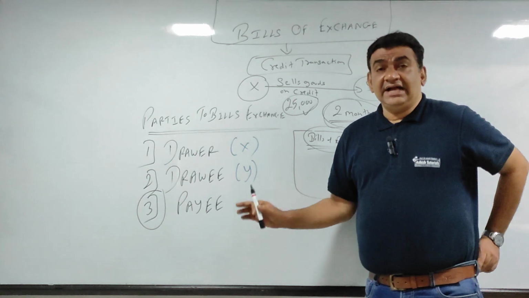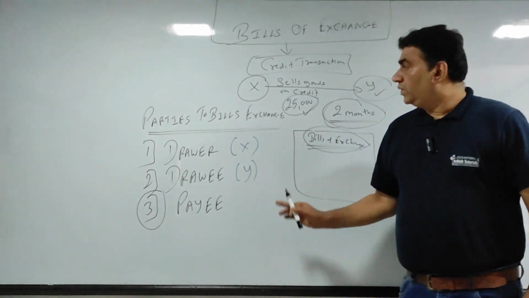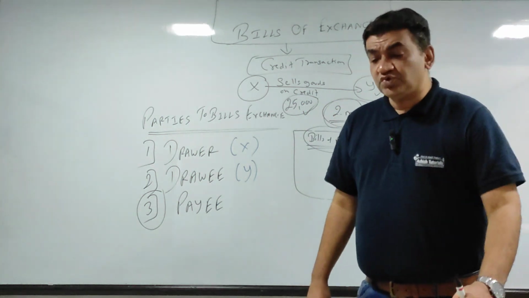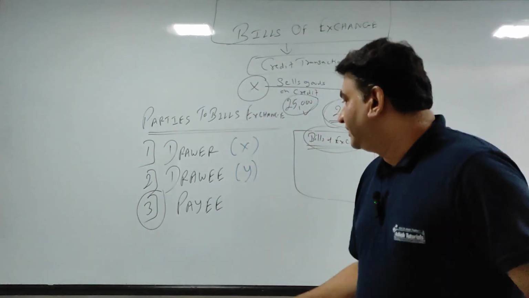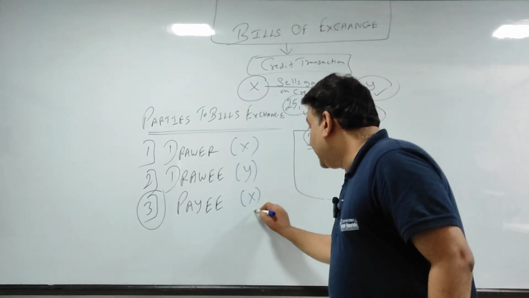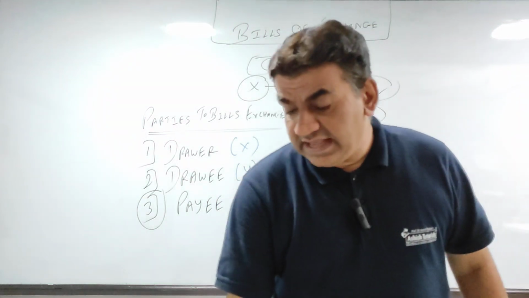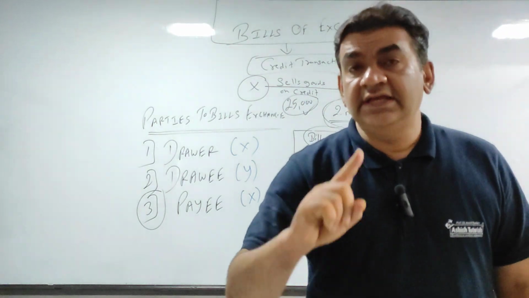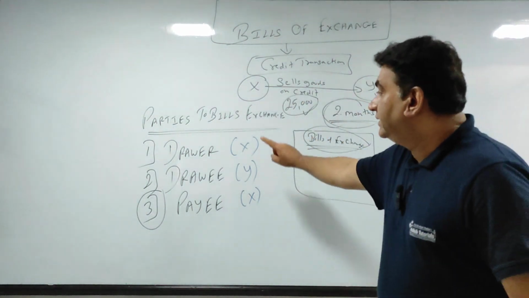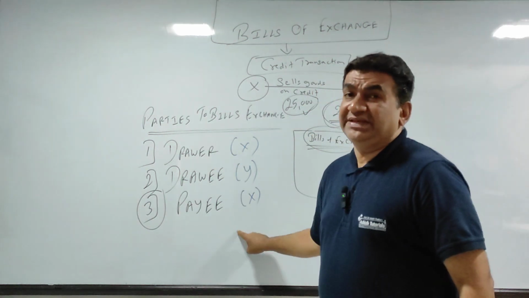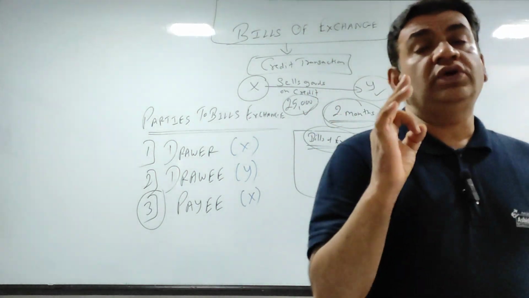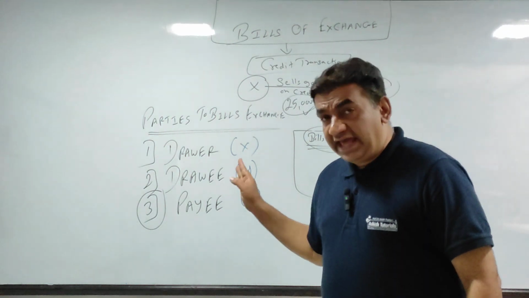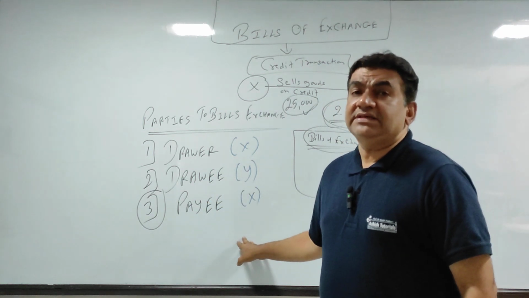जिसको पैसा मिलेगा that person is payee. अभी देखो इसमें दो ही पार्टी है X and Y, तो पैसा किसको मिल रहा है? X को ही मिल रहा है. So in this example also payee will be X. So where there are only two parties, drawer and payee will always be the same, and where there is a third person, there will be a separate payee.